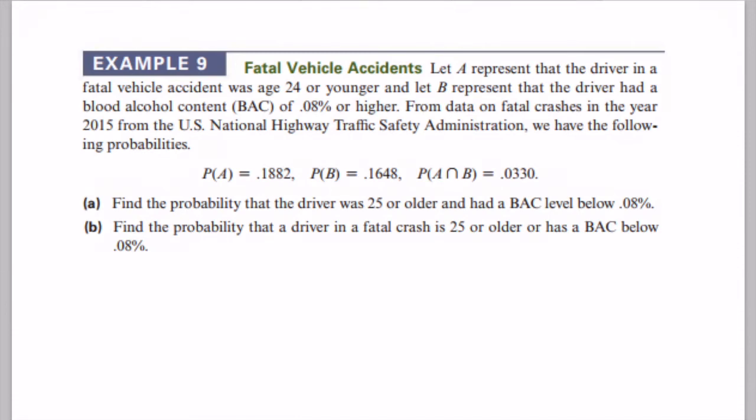Let A represent that the driver in a fatal vehicle accident was age 24 or younger. Let B represent that the driver had a blood alcohol content of 0.08% or higher. From data on fatal crashes in the year 2015, we have the following probabilities. P(A) is 0.1882, P(B) is 0.1648, and the intersection of both is 0.0330. This is 24 or younger, BAC of 0.08%, and that's the intersection.